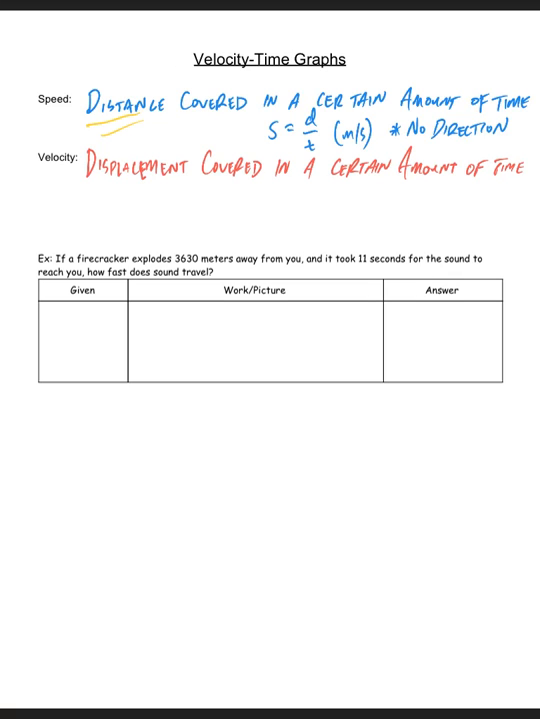On the other hand, displacement covered in a certain amount of time is the definition for velocity. That's the main difference between speed and velocity. Velocity is talking about how much displacement is covered in a certain amount of time. Its formula is the same thing, except it's displacement, not distance, over time. Its units are also meters per second, so very similar. The key thing here is that velocity does include a direction, which direction that object is going in.